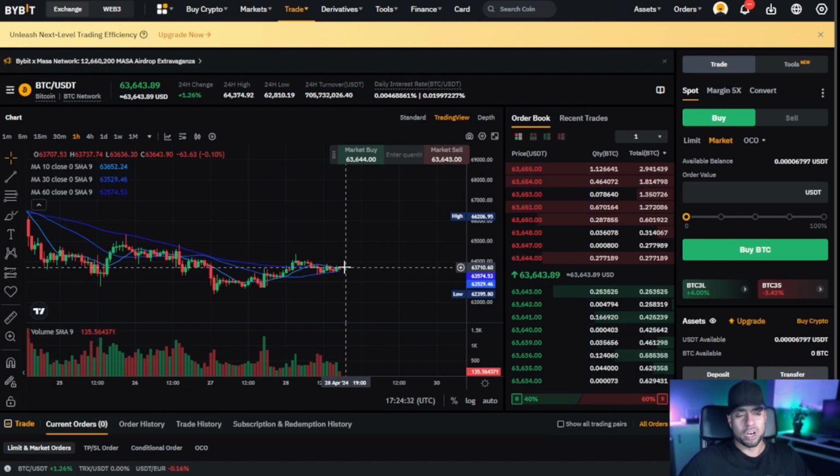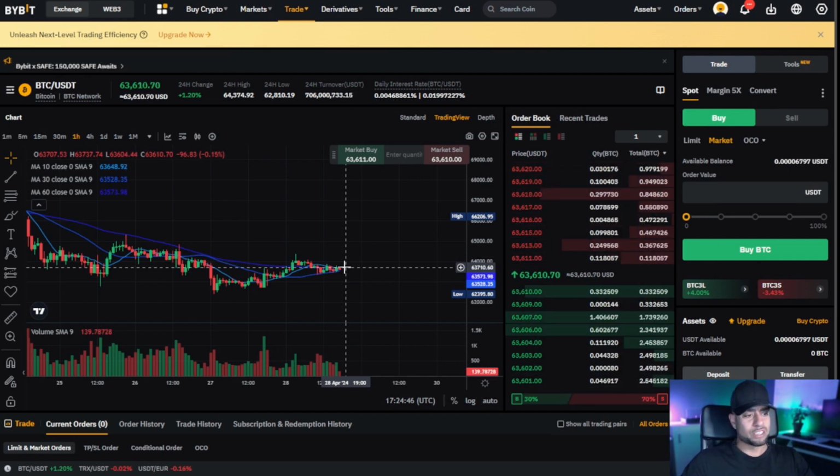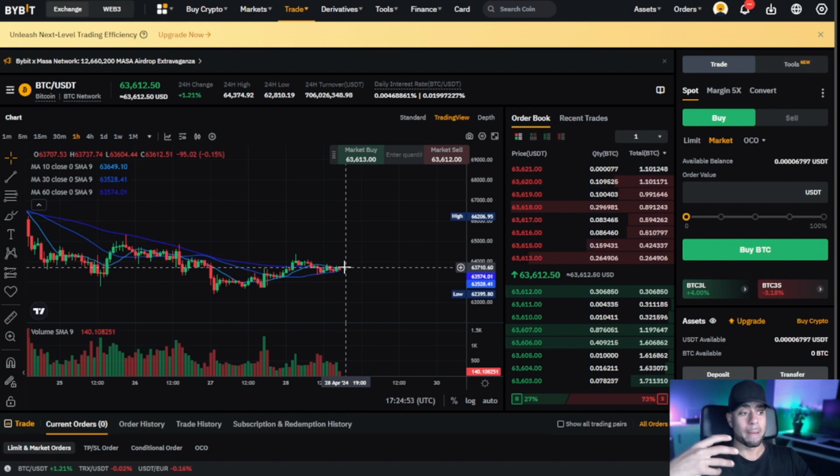Because what is the market? What is trading? Trading is I'm buying something from somebody that is selling something, or I'm selling something to somebody that wants to buy something. So there always has to be a seller and a buyer. That's the deal. And if I want to buy at 63,700, then there has to be a sell order that is equivalent to the amount that I want to buy for, all right?